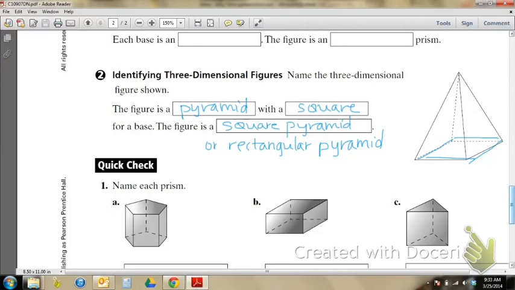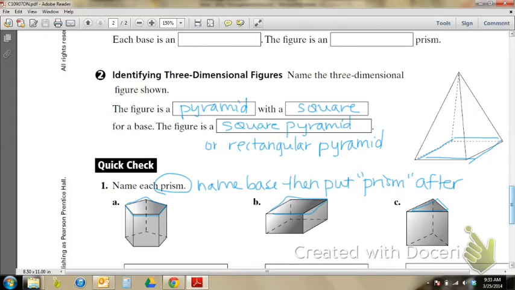Okay, so now you're just going to name the following shapes. Now if it's a prism, okay, you're just going to name the base and then put prism after it. So name what the base is and then say prism. Okay? And in the quick check 2, just name those three-dimensional figures. So we're just naming. So try those quick checks and we'll check your work in class.